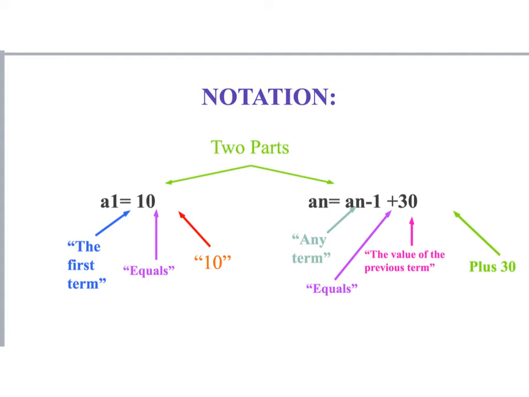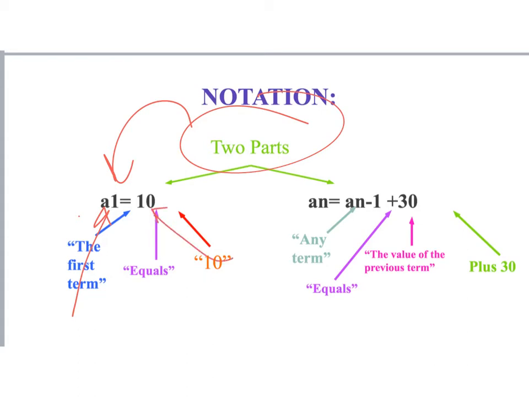This is extremely important in this slide, so make sure you have this in your notes. But essentially, you're going to know that it's a recursive formula because it has 2 parts. It's always going to have this first part, and all this first part is saying is that A1, which means your first term, equals 10. Okay, so your first term, A1, equals 10.